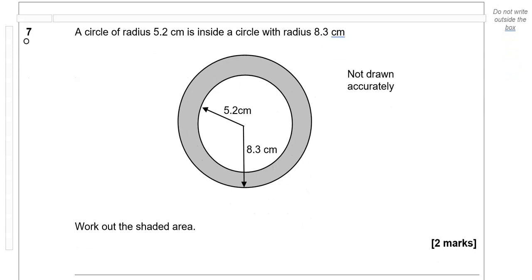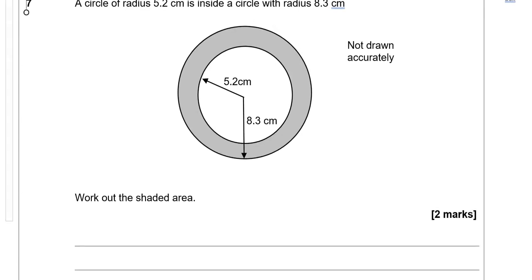A circle of radius 5.2 centimeters is inside a circle with radius 8.3 centimeters. Work out the shaded area. So we'll work out the area of the bigger circle and then take away the area of the smaller circle. That works out the shaded area. So the area of a circle is worked out with the formula pi r squared.